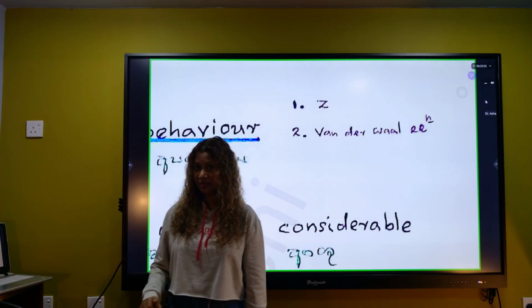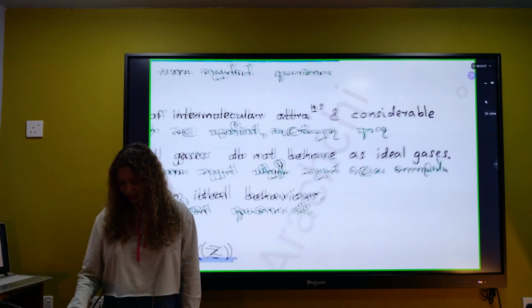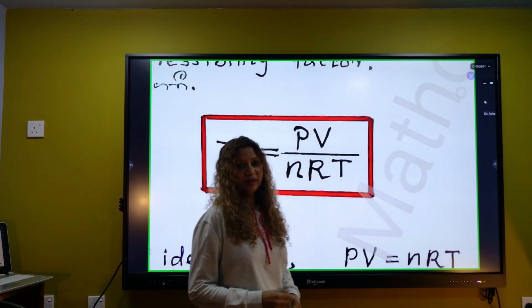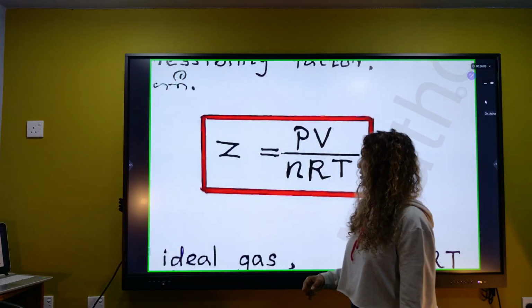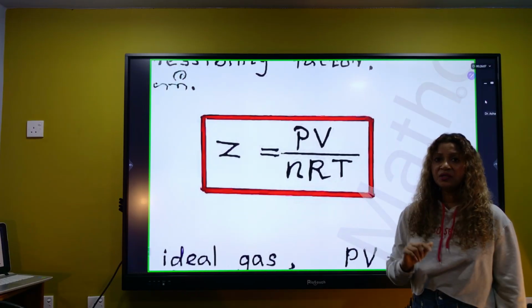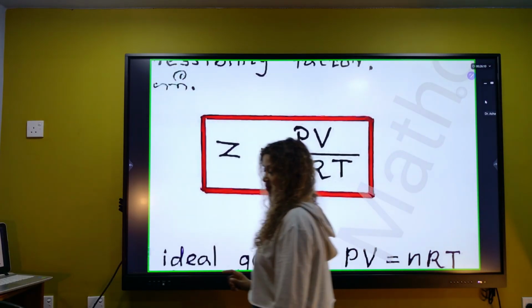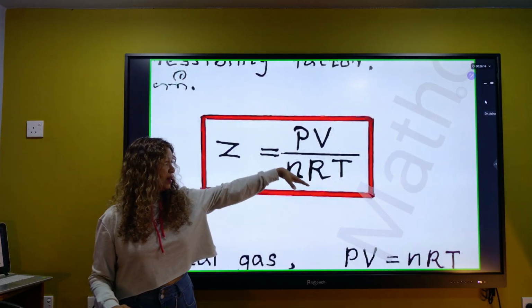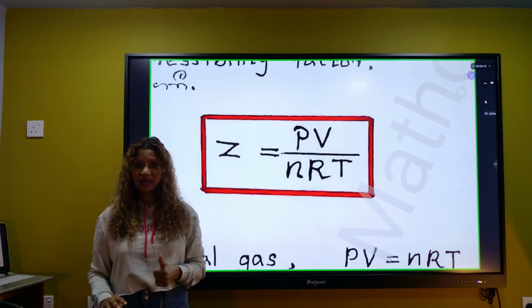The very first one is the compressibility factor. It's very easy to understand. What is the compressibility factor? The compressibility factor is the ratio between PV and nRT. You know PV equals nRT for ideal gases, so PV divided by nRT becomes 1 for ideal gases.